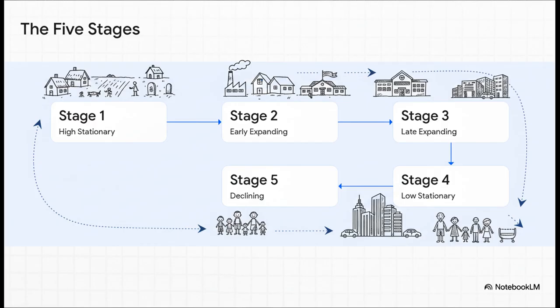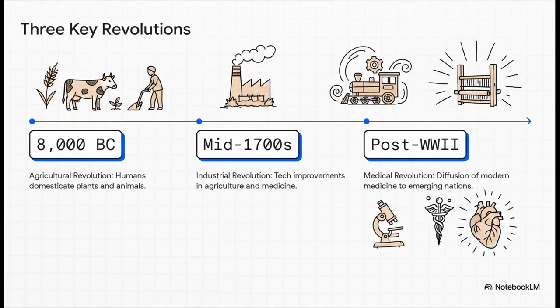This is our roadmap. But what's the engine behind all this change? What actually pushes a country from one stage to the next? Well, it all comes down to these huge societal shifts. The big 3 are, first, the agricultural revolution, which set the whole thing in motion. Then, the Industrial Revolution, which just hit the accelerator. And finally, the Medical Revolution, which completely changed the game on how long we all live.